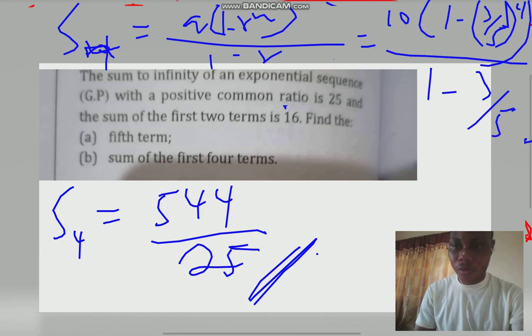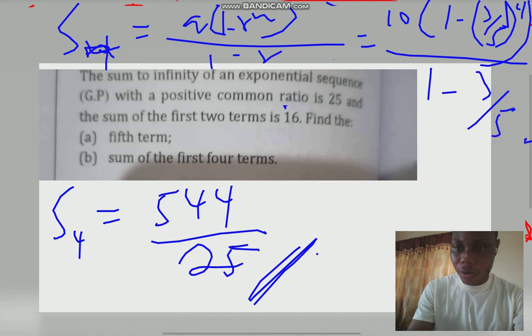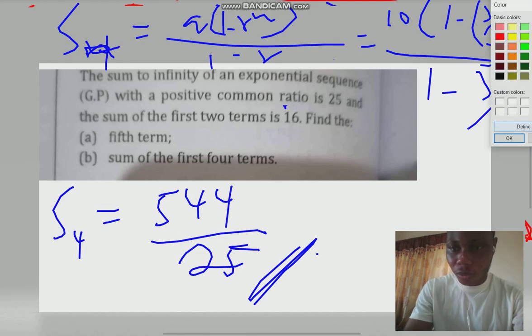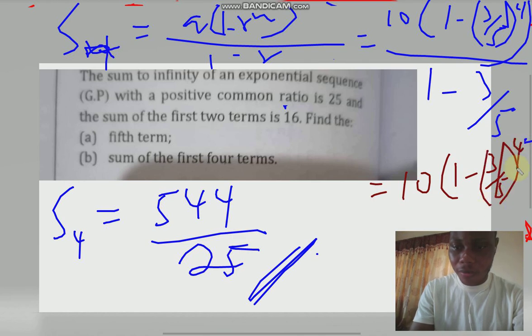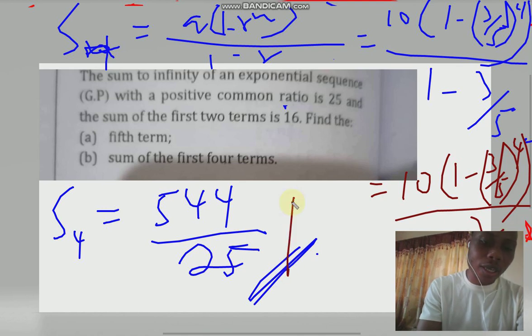Now let me just correct this part small. It looks like some may not see this, but this place was 10 times bracket 1 minus 3 over 5 to the power 4, over 1 minus 3 over 5. Then we punch it, then we get this answer.